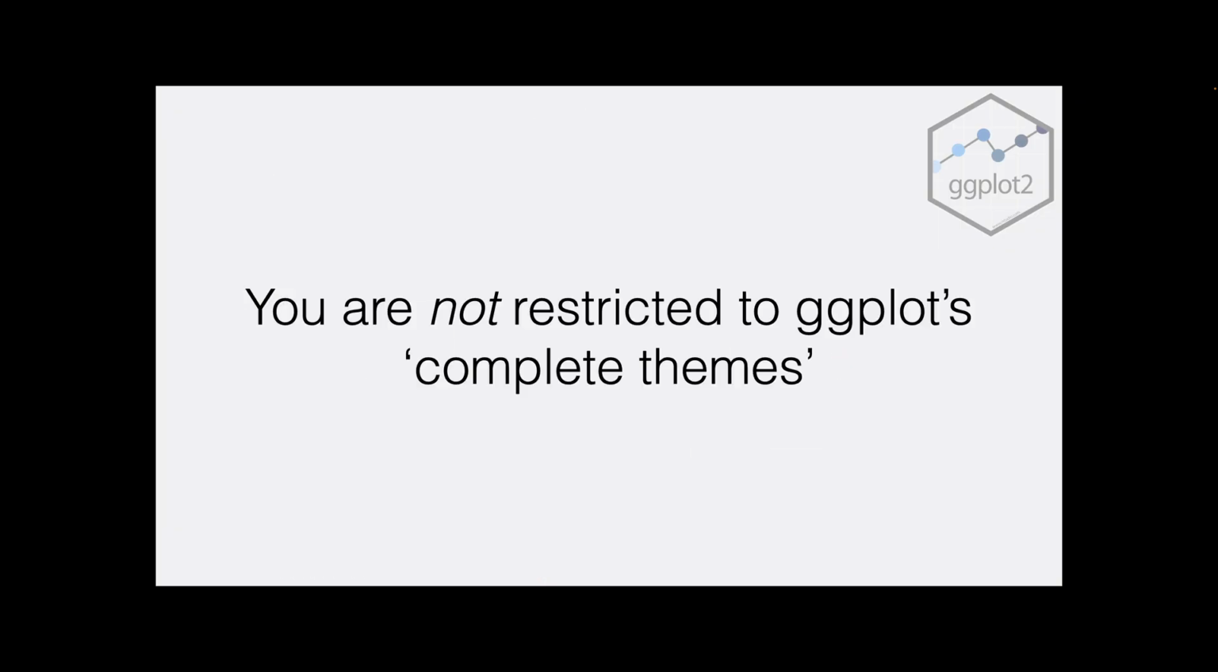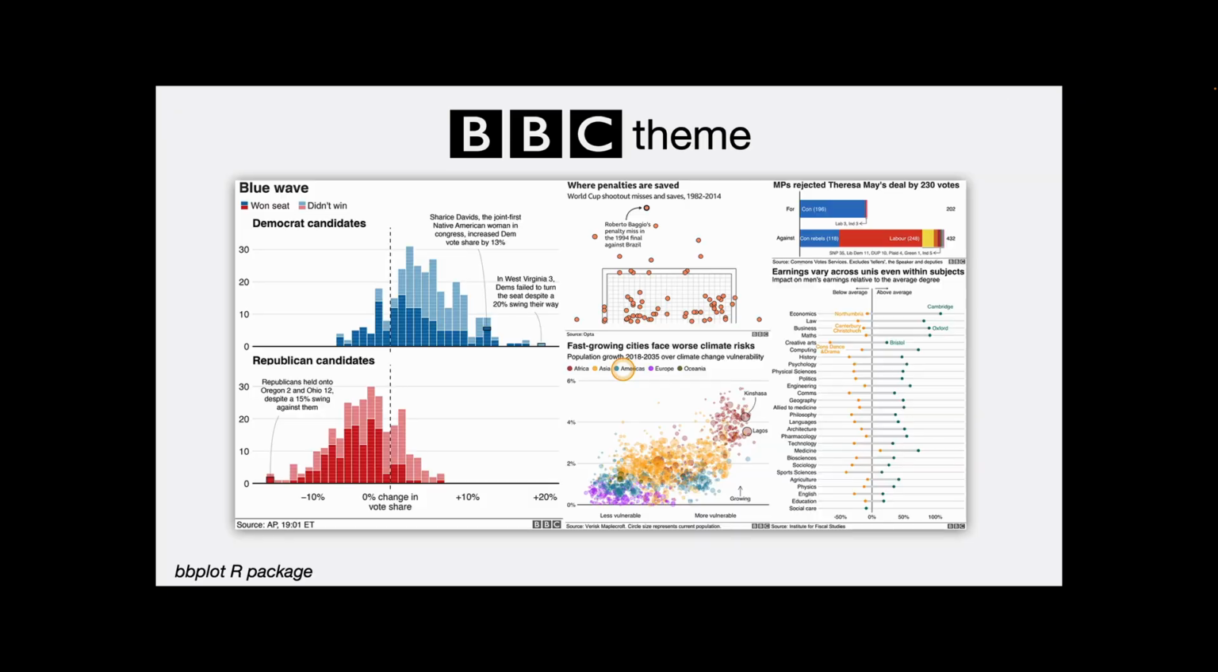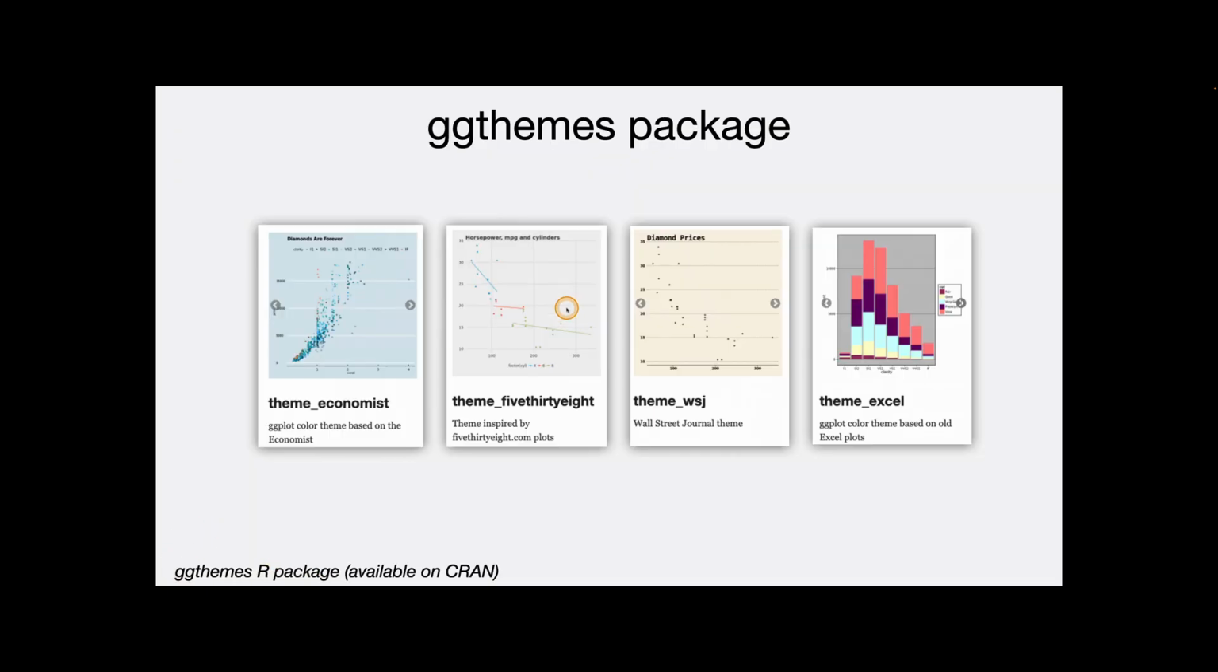And if you're interested, you're not restricted at all to ggplot's complete themes. There are a lot of ggplot theme packages out there that let you add aesthetics and a look and feel to your plot that emulate popular data visualization platforms. For example, the bbplot package will let you make plots that look like the BBC, and you can make your plots look like they come from The Economist or 538 or the Wall Street Journal, or for some unknown reason, if you want to make your plots look like they come from Excel, there's a function for that too.